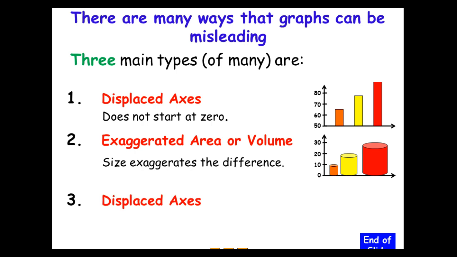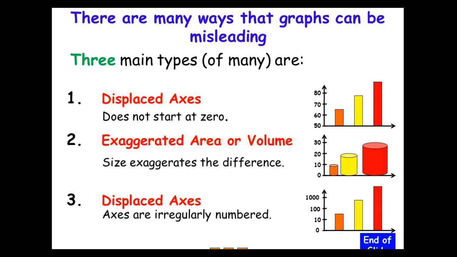Another way graphs can be misleading is by having irregular axes. Axes are irregularly numbered. So you've got to be aware that if a graph has axes going up in powers of 10 on the side, as opposed to counting up in ones or in tens, then it's going to completely distort the look of the graph.